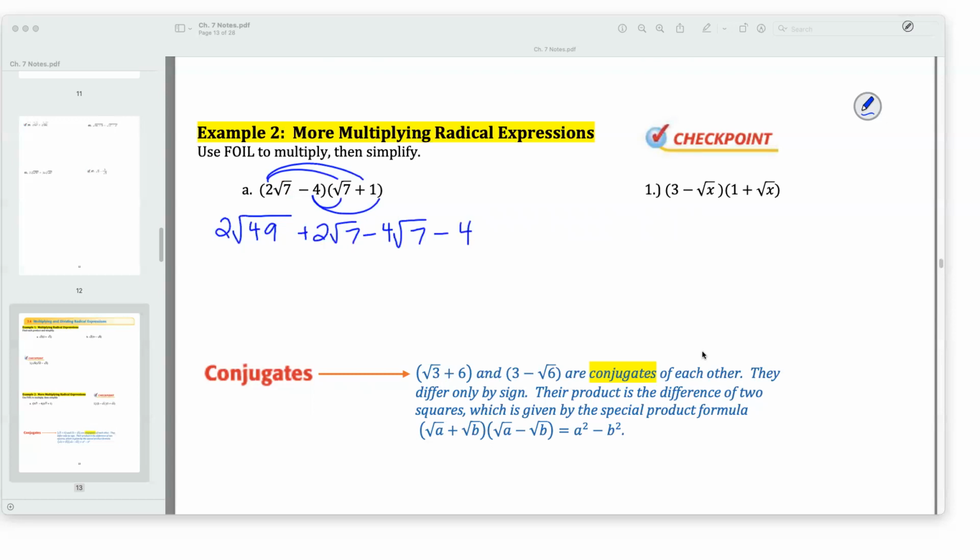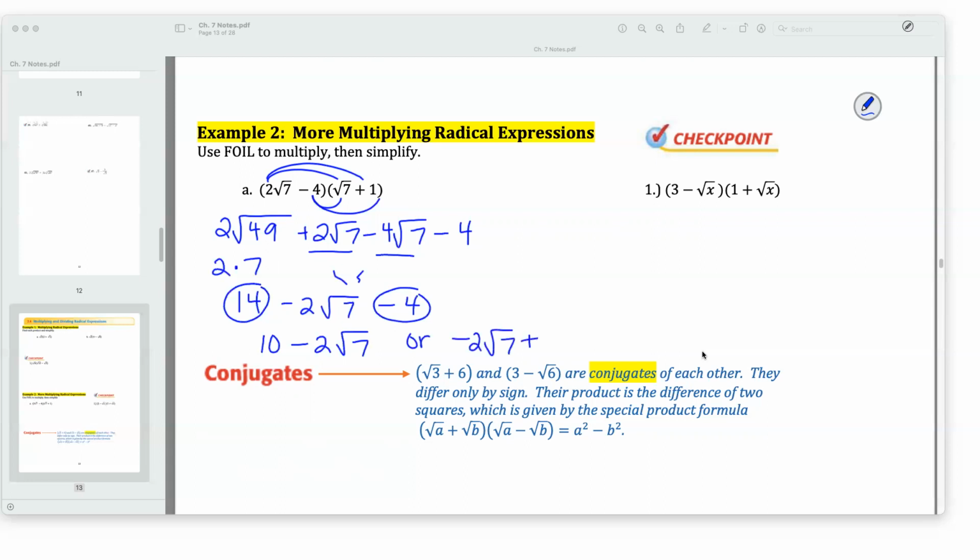Now to simplify, the square root of 49 really equals 7. So this is really 2 times 7 here. So this first term is 14. 2 square root of 7 minus 4 square root of 7, I can combine those together to be negative 2 square root of 7, and then we have this minus 4 at the end, which I can combine with the 14 at the beginning. So we have here 10 minus 2 square root of 7. You could also write your answer as negative 2 square root of 7 plus 10.